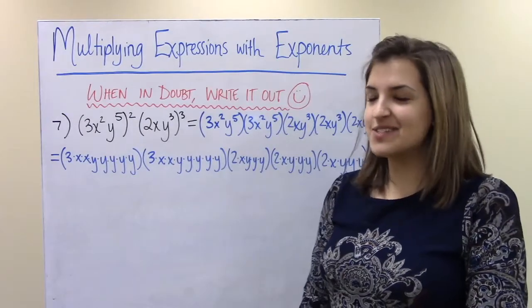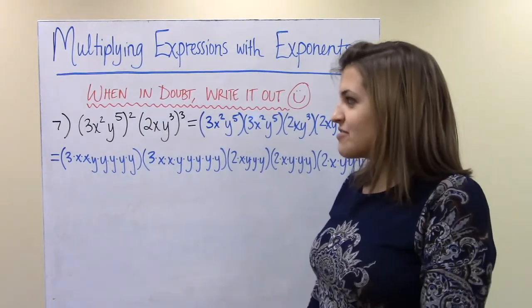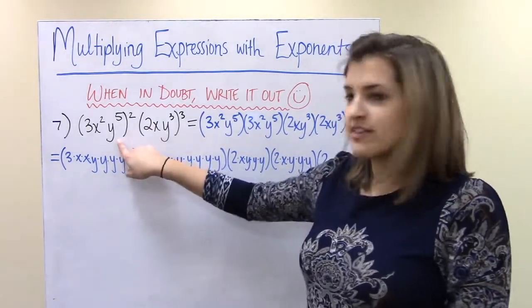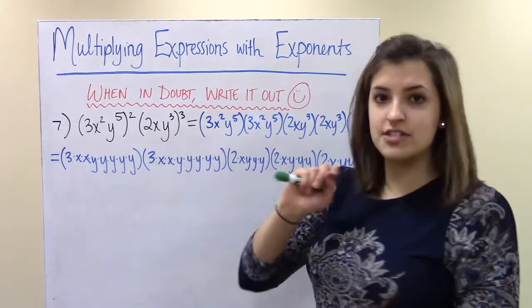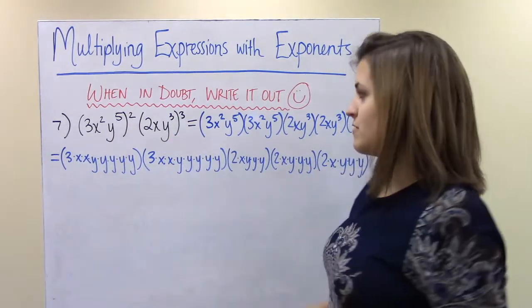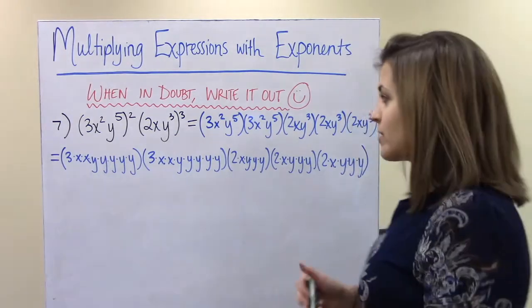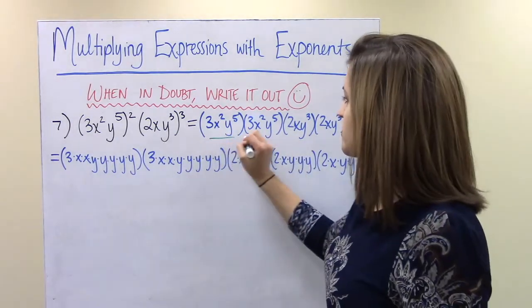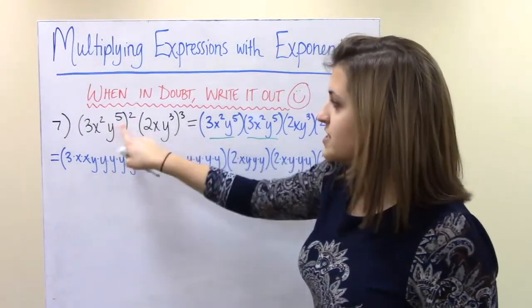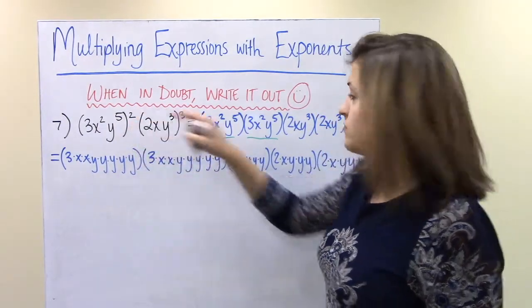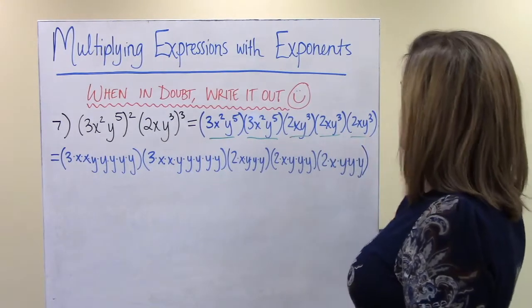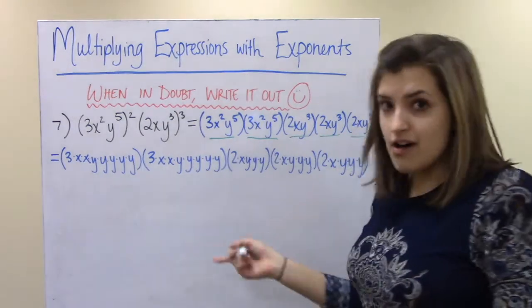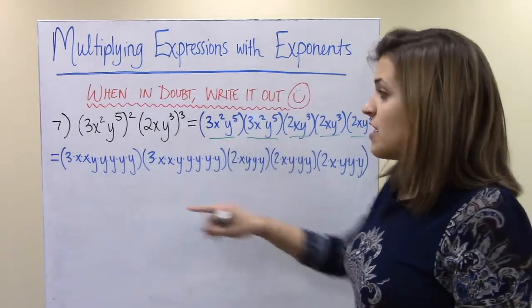All right, let's do several more. Okay, this next one is a bit of a doozy, but we have 3x squared times y to the 5th, all squared, times 2x y to the 3rd, all cubed. And when we write it out, we're going to have 2 of these first terms in parentheses here because we have an exponent of 2, and then we're going to have 3 of this second term here. So 3 of those.